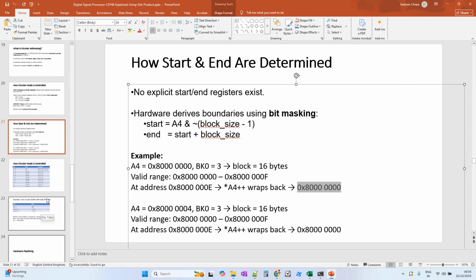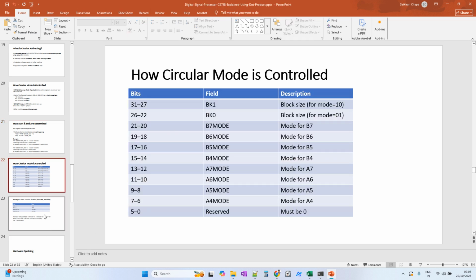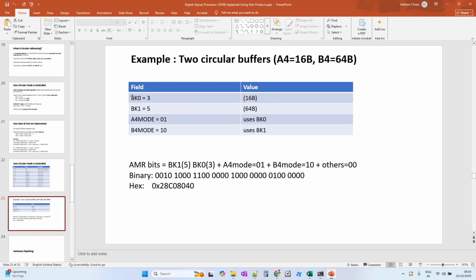So that's the idea. These are the bits that are used. If you see here, we are doing two circular buffers. A4 is 16 bytes and B4 is 64 bytes. So these are the buffers we want to create. How will we create them?